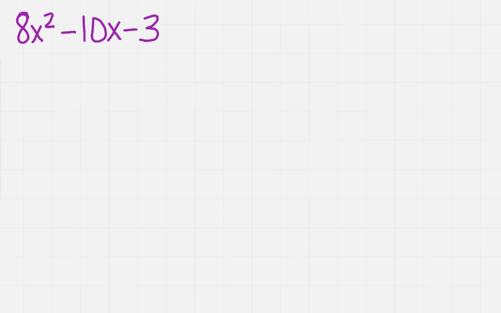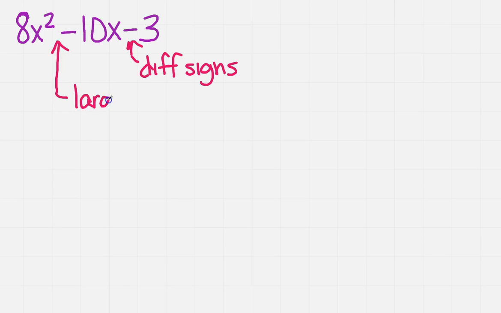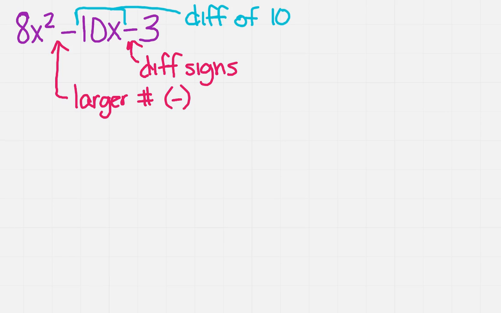So what I want to do first is let's interpret these signs on this equation. So the last one is a minus, and if you recall, that means that we're going to have different signs, or the signs are different. Now, what about the minus here? This tells me the larger number is going to have a minus sign. And then the other thing that we talked about is this 10. Remember, that's going to be the difference. So we're going to have a difference of 10.